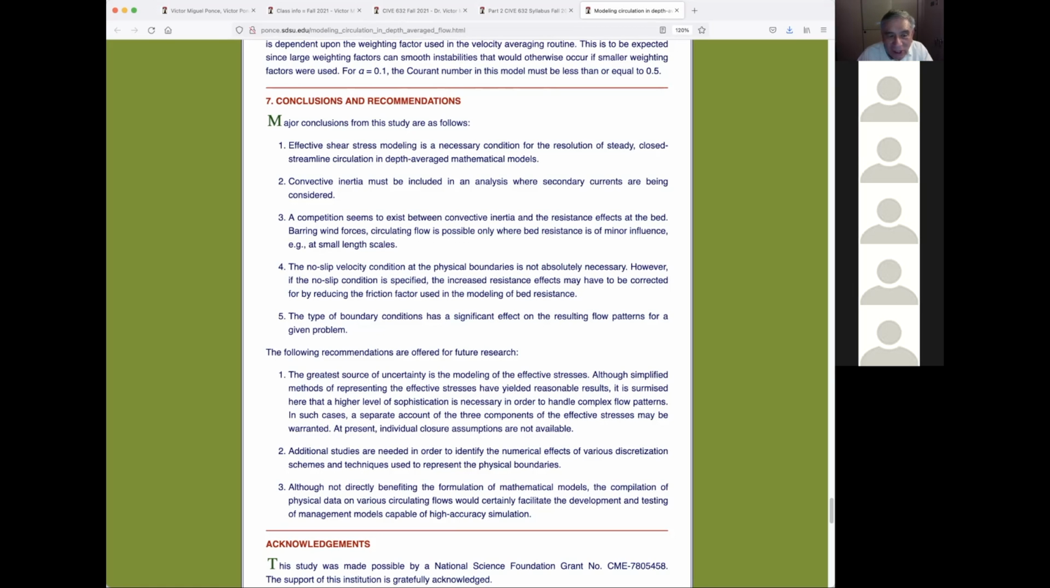Okay, the no-slip velocity is not absolutely necessary. At any rate, that's a secondary conclusion. And the type of boundary condition has a significant effect on the resulting flow patterns. Boy, what a statement. That's a truism. You cannot solve an equation, any equation, by just considering the interior points, because the boundary conditions are going to affect it. You have some kind of boundary condition out there.